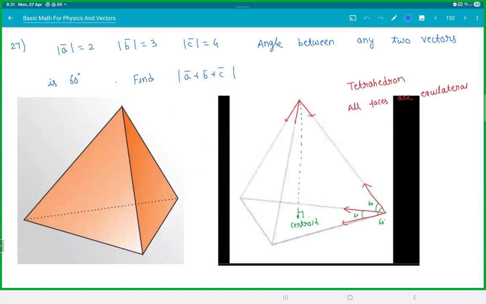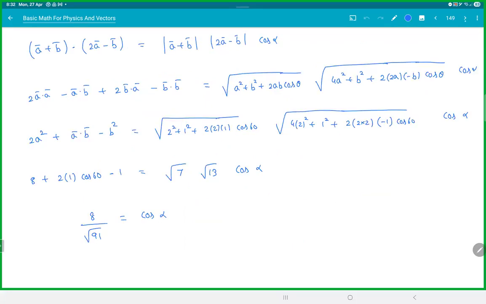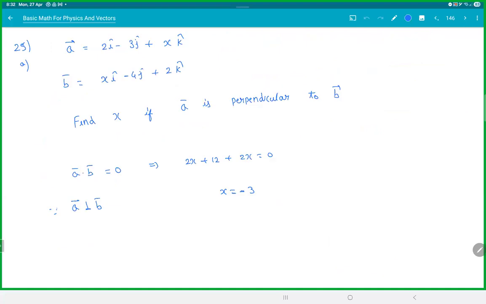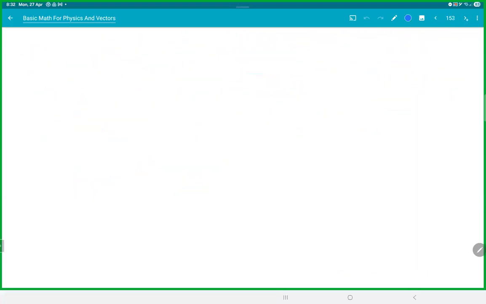Great. So this was the last problem that we did, the tetrahedron. Hope everyone has gone through the notes. Okay, this is another good one that we did: the angle between A plus B and A minus B. Great. Let's go ahead with one more.